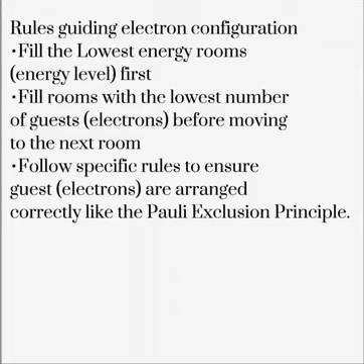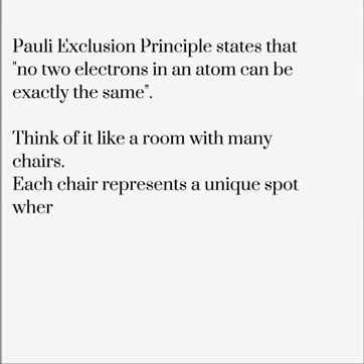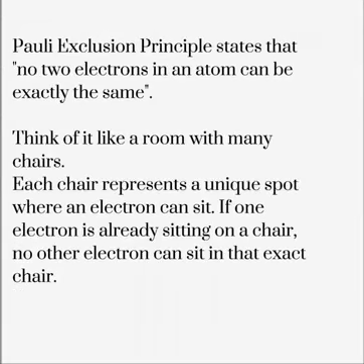Follow specific rules to ensure guests, electrons, are arranged correctly, like the Pauli exclusion principle, which states that no two electrons in an atom can be exactly the same. Think of this principle like a room with many chairs. Each chair represents a unique spot where an electron can sit. If one electron is already sitting on a chair, no other electron can sit on that exact chair.